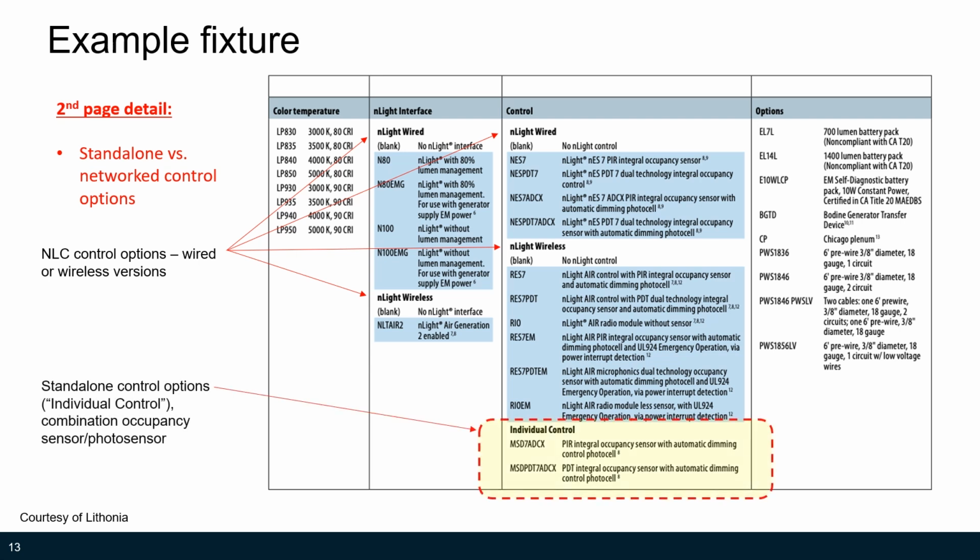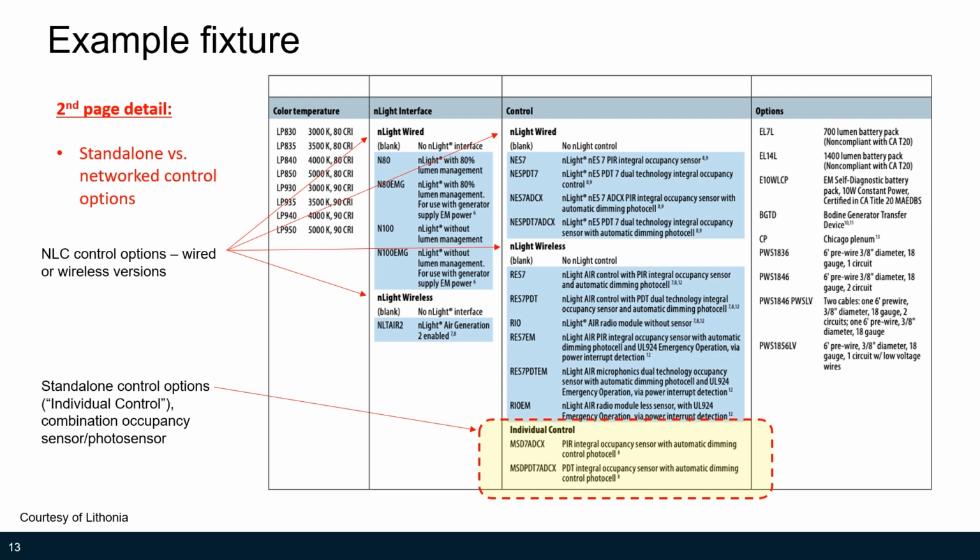Down at the bottom is the one place on the sheet where they're listing what they're calling individual control. And when they say individual control, what they really mean is standalone controls, right? Remember that means controls that are integrated into the fixture, but they're not networked. So there's no wired or wireless connection to anything else. It's simply bolted into the fixture. It directly controls the LED driver in that fixture, and that's it.